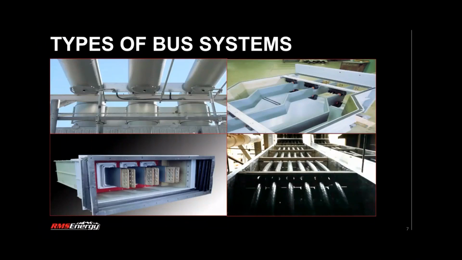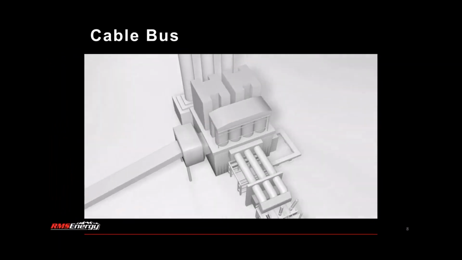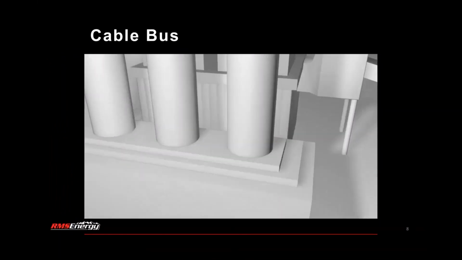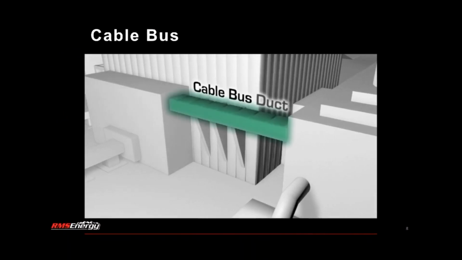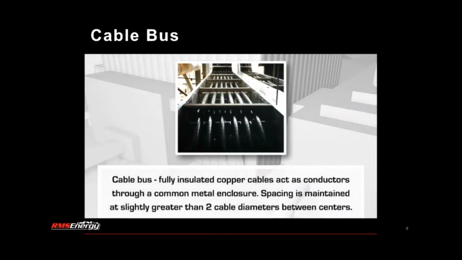There are a number of different types of bus systems found in plants. Today, we'll focus on a couple very common ones. We won't be able to touch on every style of bus. One common type of bus found in plants is a cable bus system, where you've got medium voltage cables in a common metal enclosure. The same concepts for mechanical inspection apply as in non-seg or isophase bus, but there are some other electrical testing considerations that we won't touch on too much today.